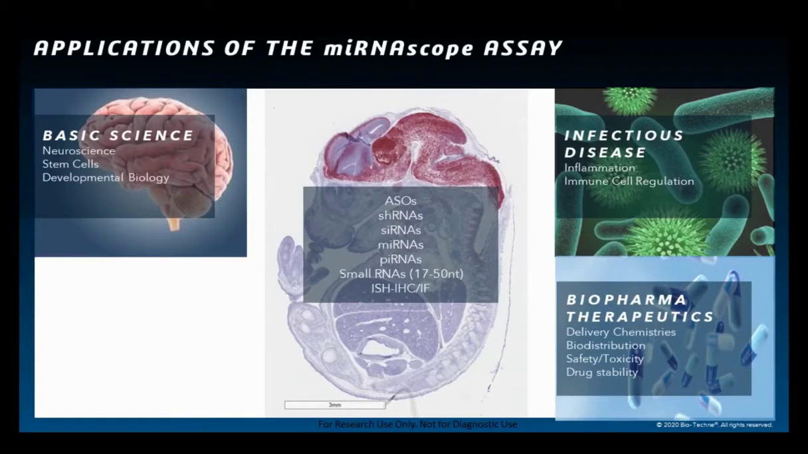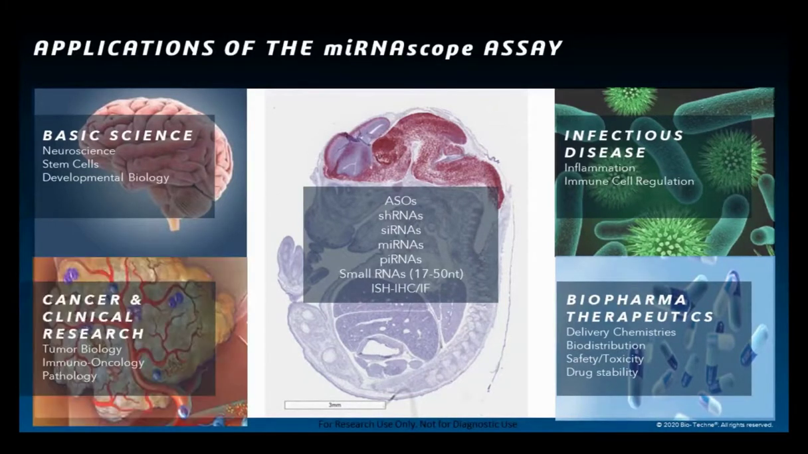Next, in terms of biopharma therapeutics, as I mentioned, siRNAs and ASOs have gained a lot of attention as novel therapeutic agents, and we'll discuss a few of them in the later parts of the webinar today. And also cancer and clinical research. Here we will discuss the role of microRNAs and these other regulatory RNAs in terms of immuno-oncology and tumor biology.